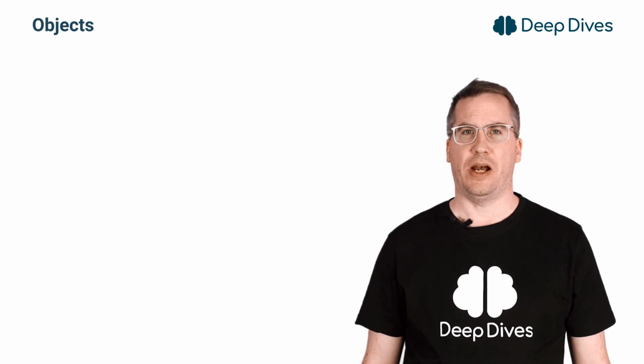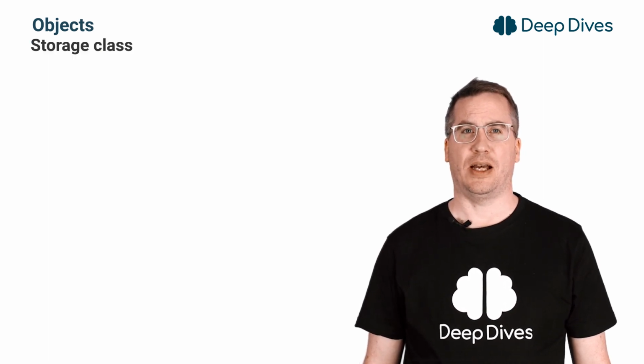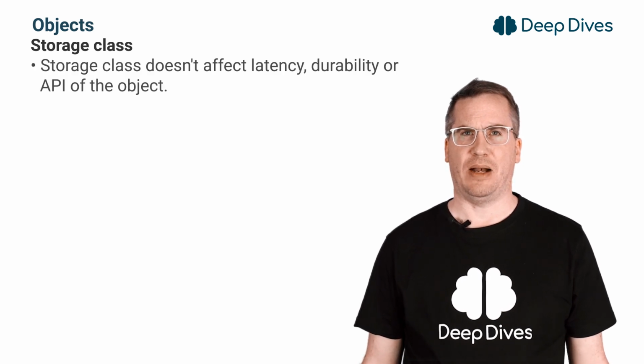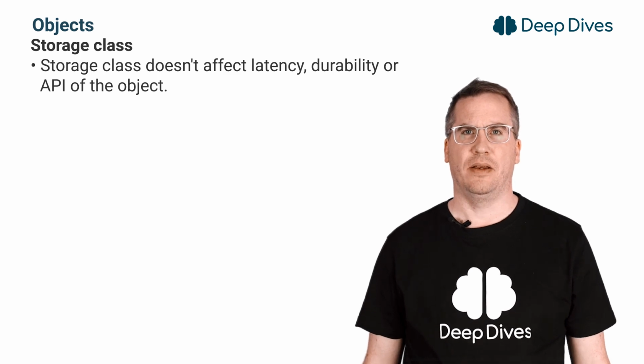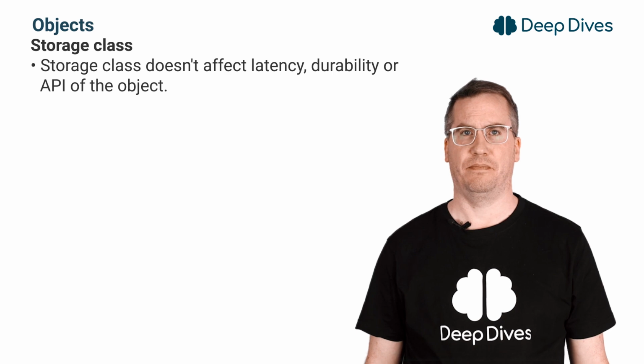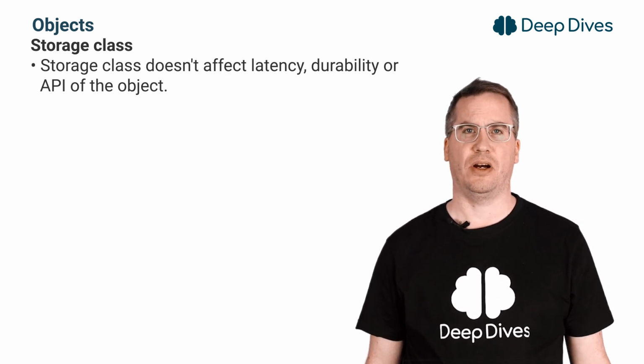One piece of metadata is the storage class of the object. Remember that the objects have the same latency, durability, and API actions independent of the storage class they are in. There are 4 different storage classes, which we're going to refer to later on in the course.